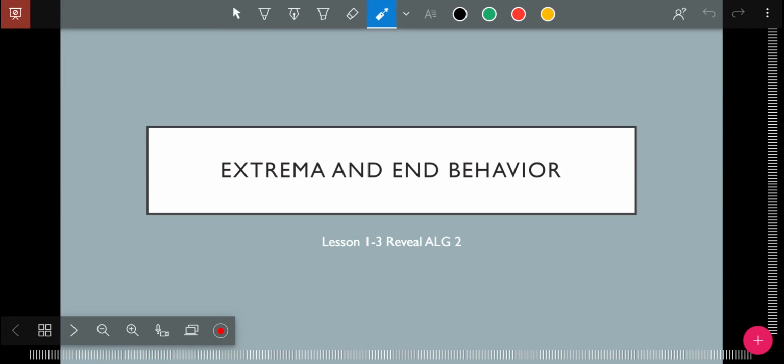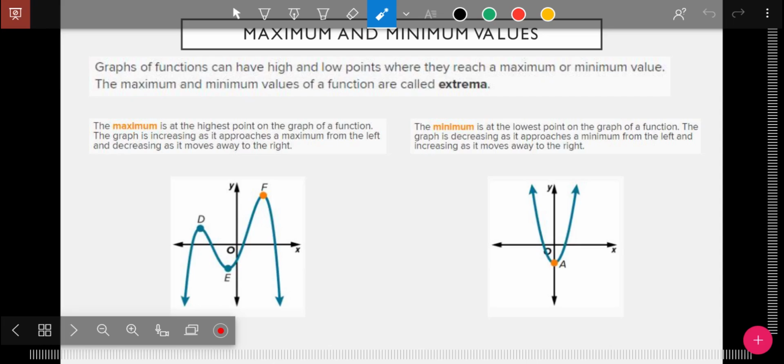All right, today's lesson is on Module 1, Section 3 from Review Algebra 2 on extrema and end behavior. Let's jump right in. The word extrema is not super important. It just means the extremes of the graph. The two words you want to focus on getting into your notes here are maximum and minimum. That's just the maximum and minimum from the graph, or the extremes of the function.